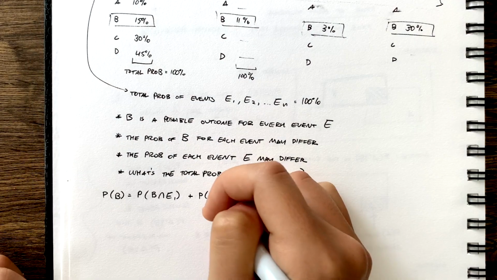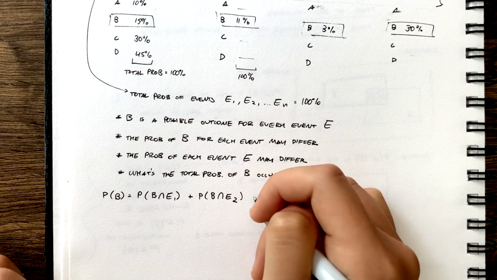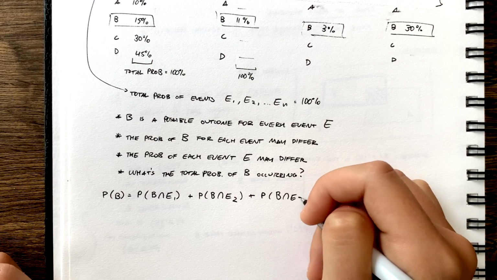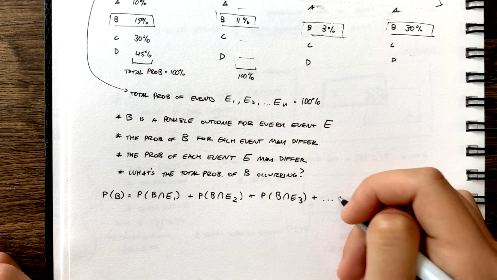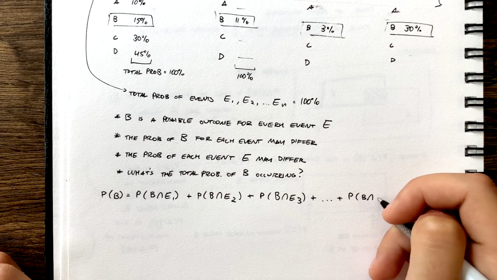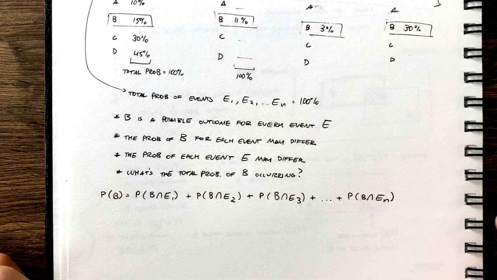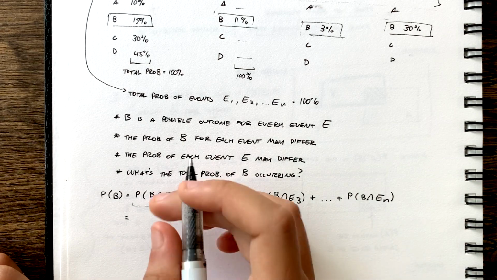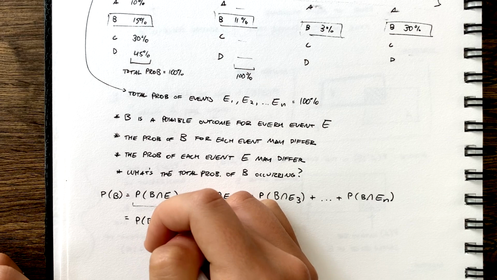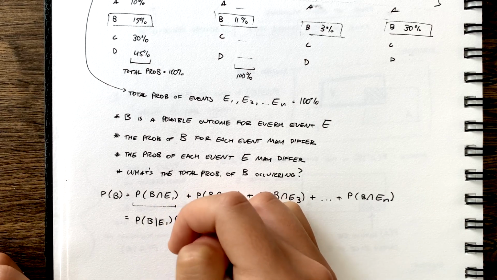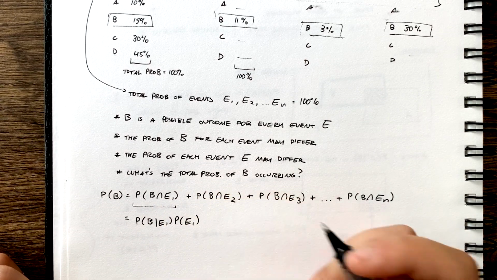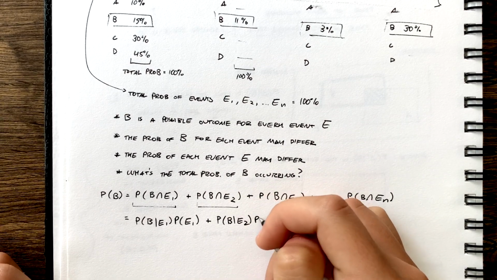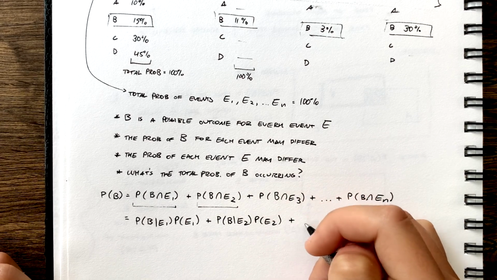Alright, so we can break this down into finding the total probability of B is equal to the probability of the union between B and every possible event, E sub 1, E sub 2, all the way to E sub n. And knowing from our conditionals equation earlier, we can rewrite this in saying that the probability of, for example, the component probability of B with the intersection of E sub 1, and break that down, rewrite it using our conditional definition as the probability of B given E sub 1 times the total probability of E sub 1 occurring. So we can break this down for each component to find the total probability of B occurring.